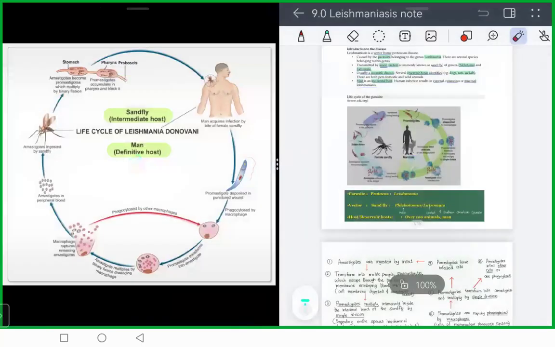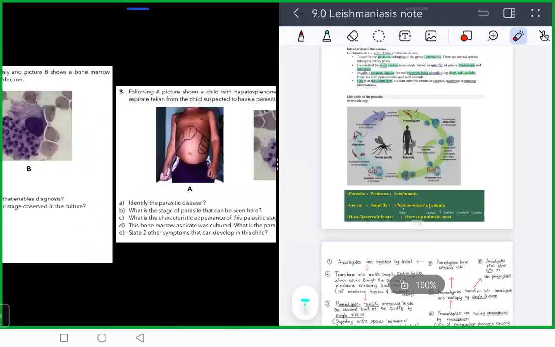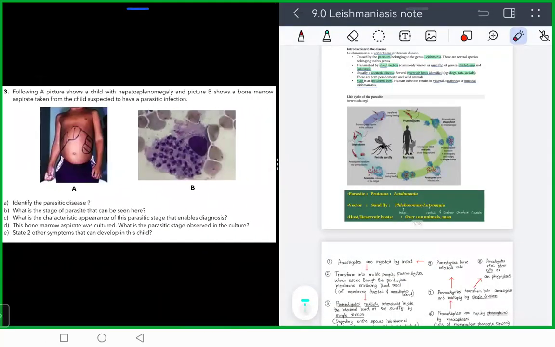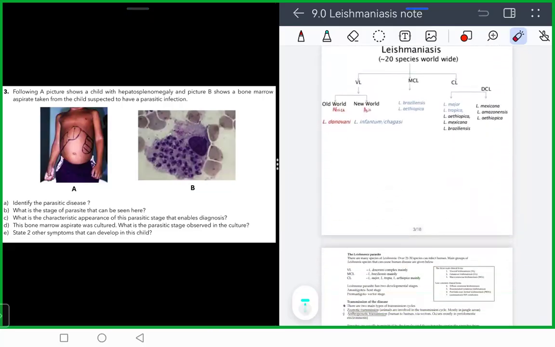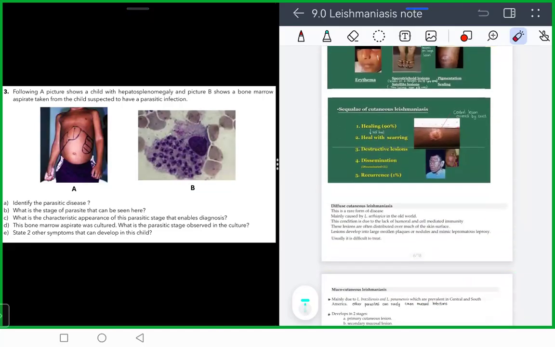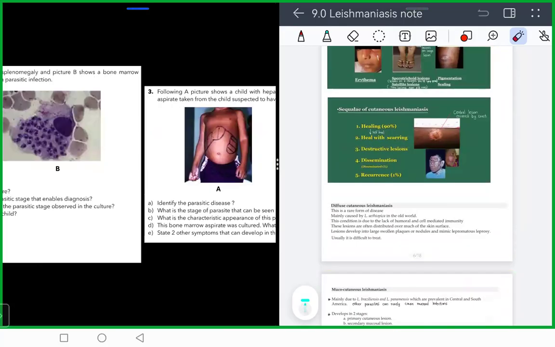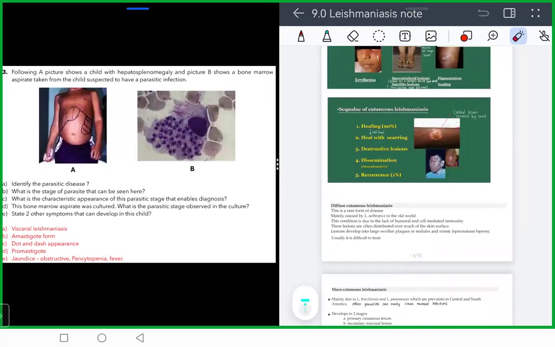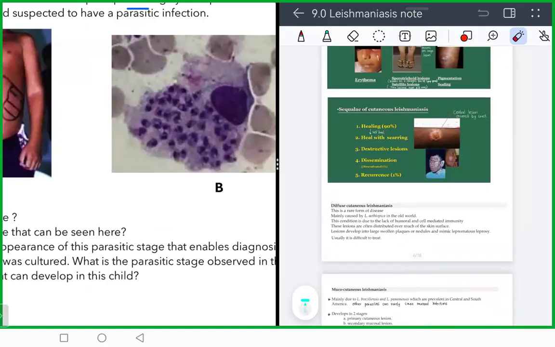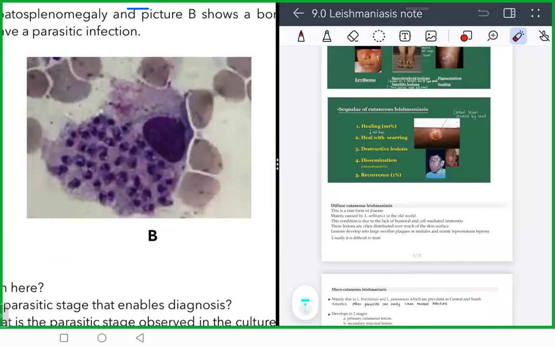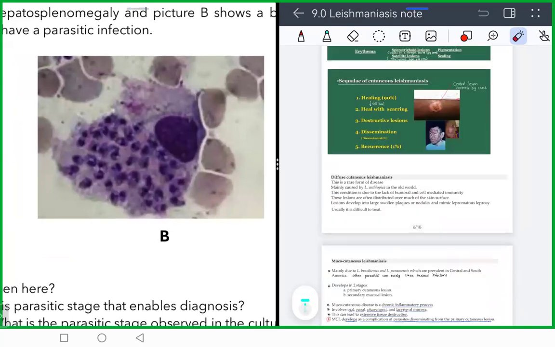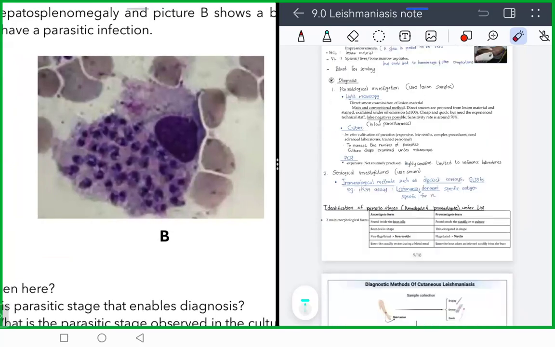So let's go through the questions again. First question, identify the parasitic disease. As we discussed, this is Leishmaniasis, also visceral Leishmaniasis, also called Kala Azar, which is caused by Leishmania donovani. Then the second question, what is the stage of the parasite that can be seen here? As we discussed, the stage is the amastigote stage, as this is from the bone marrow.